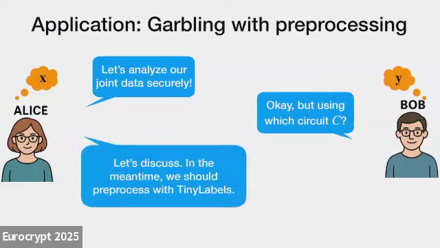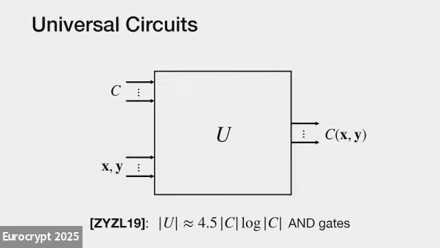The observation is that we can use label compression in order to pre-process the garbled circuit without knowing how C looks. And then once C is available, only a very small amount of data needs to be sent from Alice to Bob. So what we need in order to achieve that is a universal circuit. It takes a bit description of another circuit C as input, as well as inputs X and Y, and it outputs C applied to X and Y.